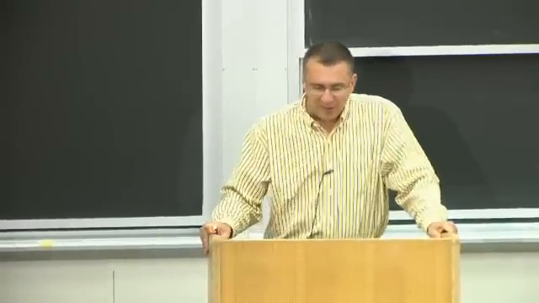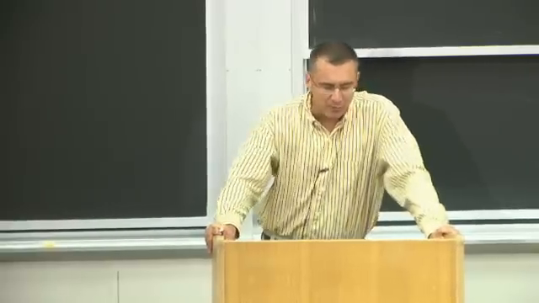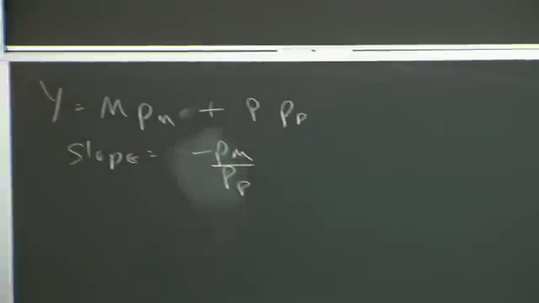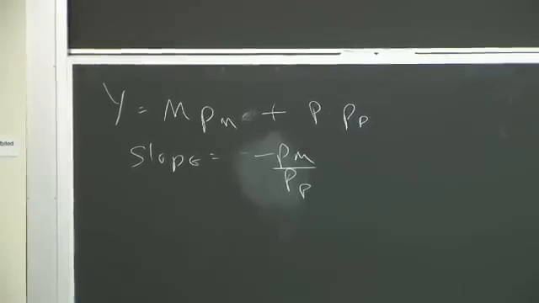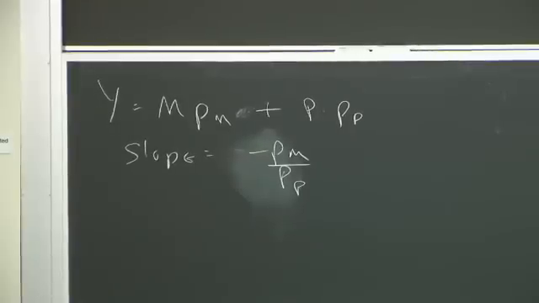Okay. So basically, it's the negative of the price ratio, minus the price of movies over the price of pizzas, because they're in denominators, as you said, because as the price goes up, the quantity goes down. So the negative of the price ratio of the price of movies to the price of pizzas is the slope.